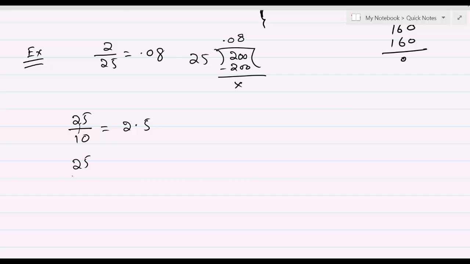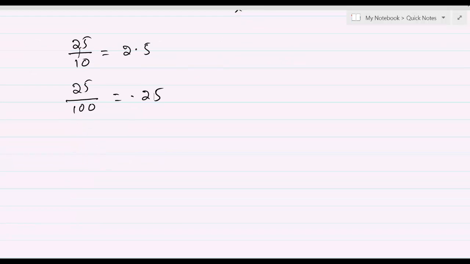If 25 was to be divided by 100, we place the decimal after two digits. So this will be 0.25. If it was to be divided by 1000, 25 by 1000, we would place the decimal after three digits.